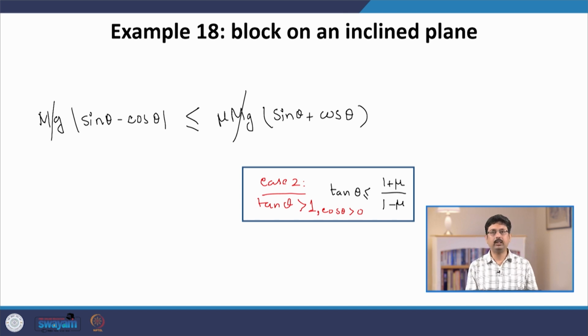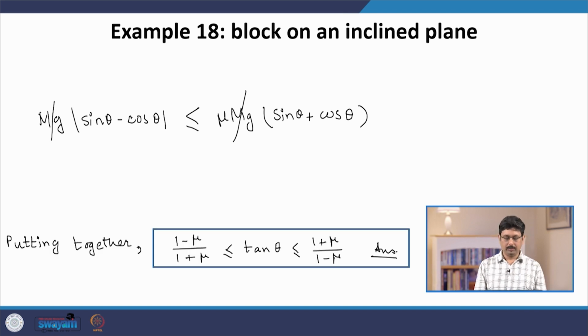These are equivalent to Coulomb's law condition that F is less than or equal to mu times n. If we combine them together, we get a double inequality: theta should be such that tan theta falls within the ratio 1 minus mu by 1 plus mu and 1 plus mu by 1 minus mu. So this is the answer.